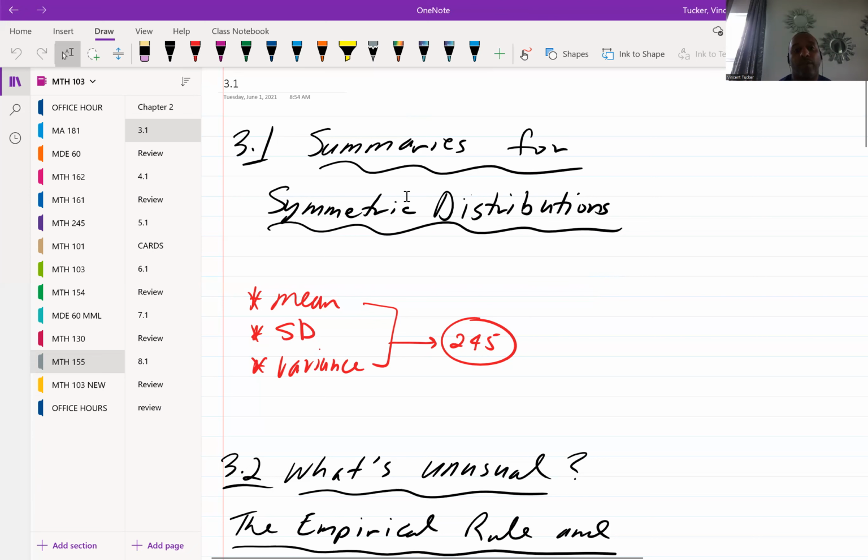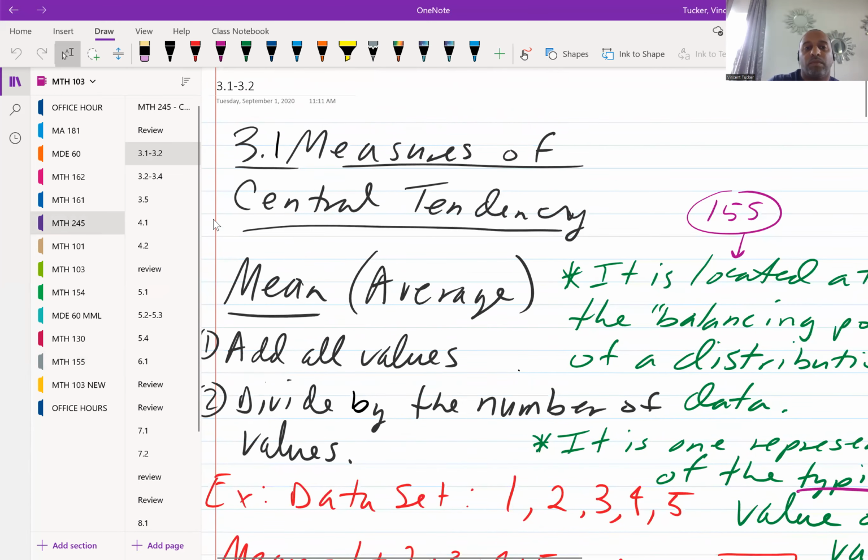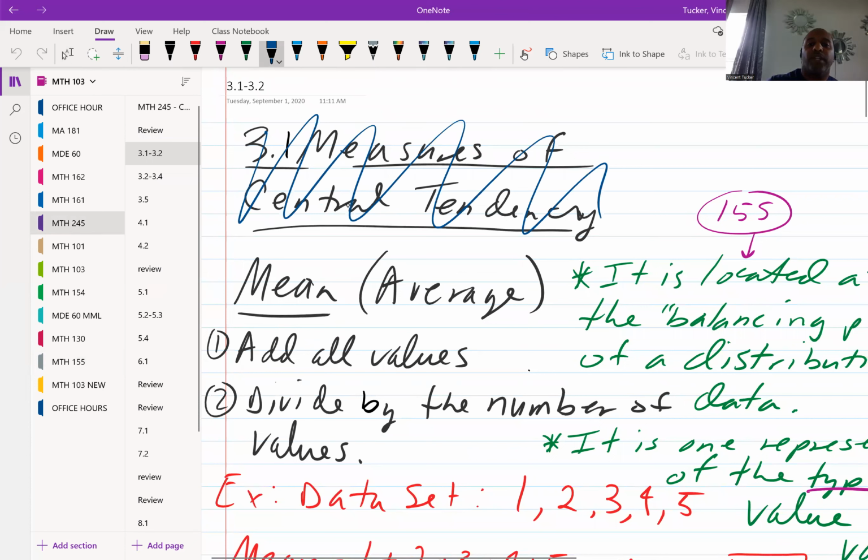So you can write this title down for 3.1, summaries for symmetric distributions. Then I'm going to go to another page where I have all the stuff already written down. So just write down the title, give you a chance to do that, and then I'll switch to another page. Of course, you guys aren't looking at this title. Your title is different, but we're starting with mean.